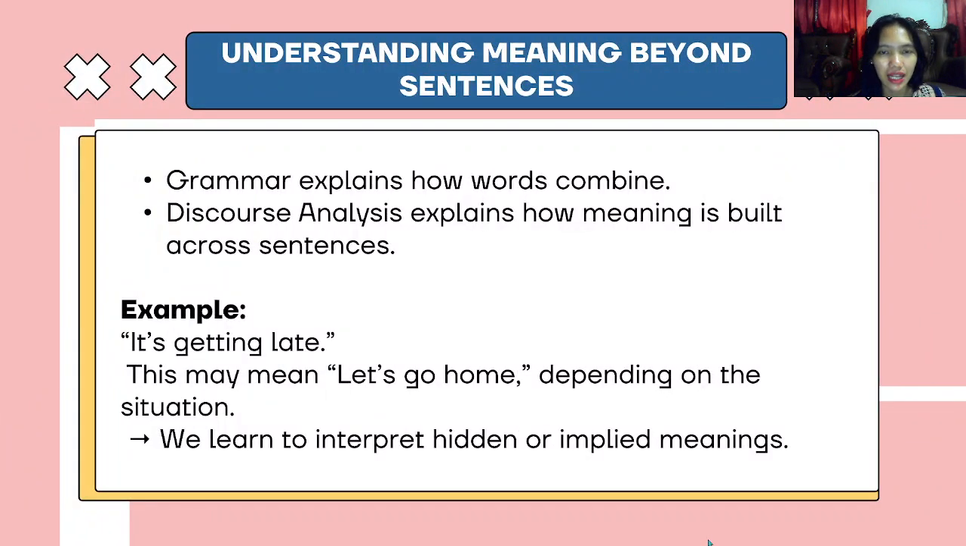Grammar: understanding meaning beyond sentences. Grammar explains how words combine. Discourse analysis explains how meaning is built across sentences. Example, "It's getting late." This may mean "let's go home" depending on the situation. We learn to interpret hidden or implied meanings.